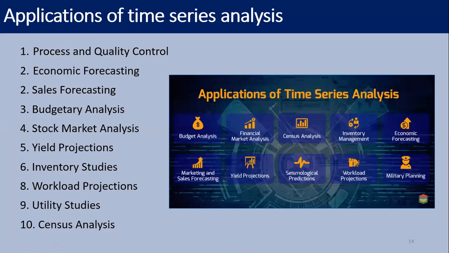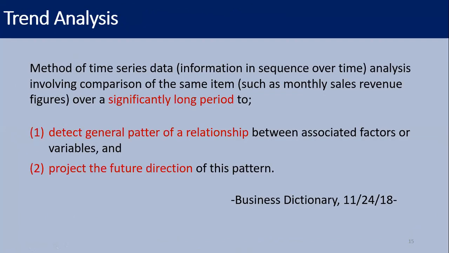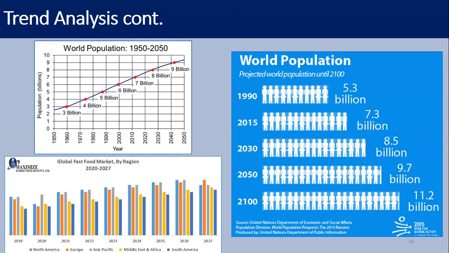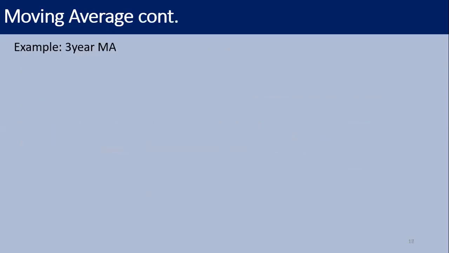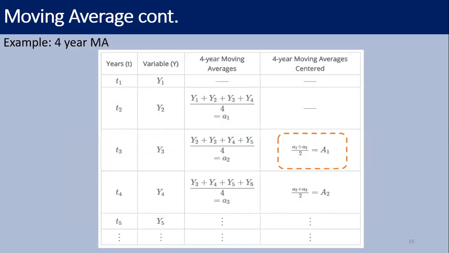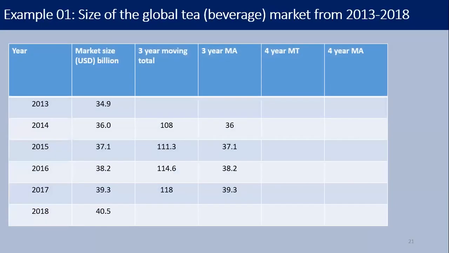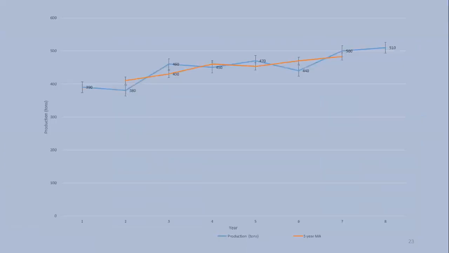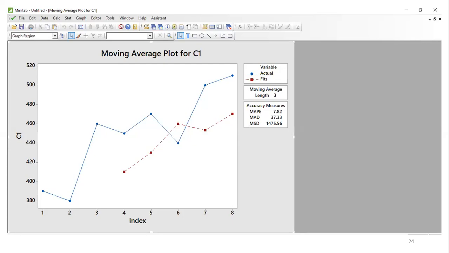We discussed how to apply time series analysis in process quality control. There are many applications in time series analysis, and trend analysis is actually very common. We have discussed these examples; in almost all analysis, even in COVID analysis, we are using trend analysis and moving average. We conducted some moving average examples together, how to calculate it, and some Minitab applications were also discussed.